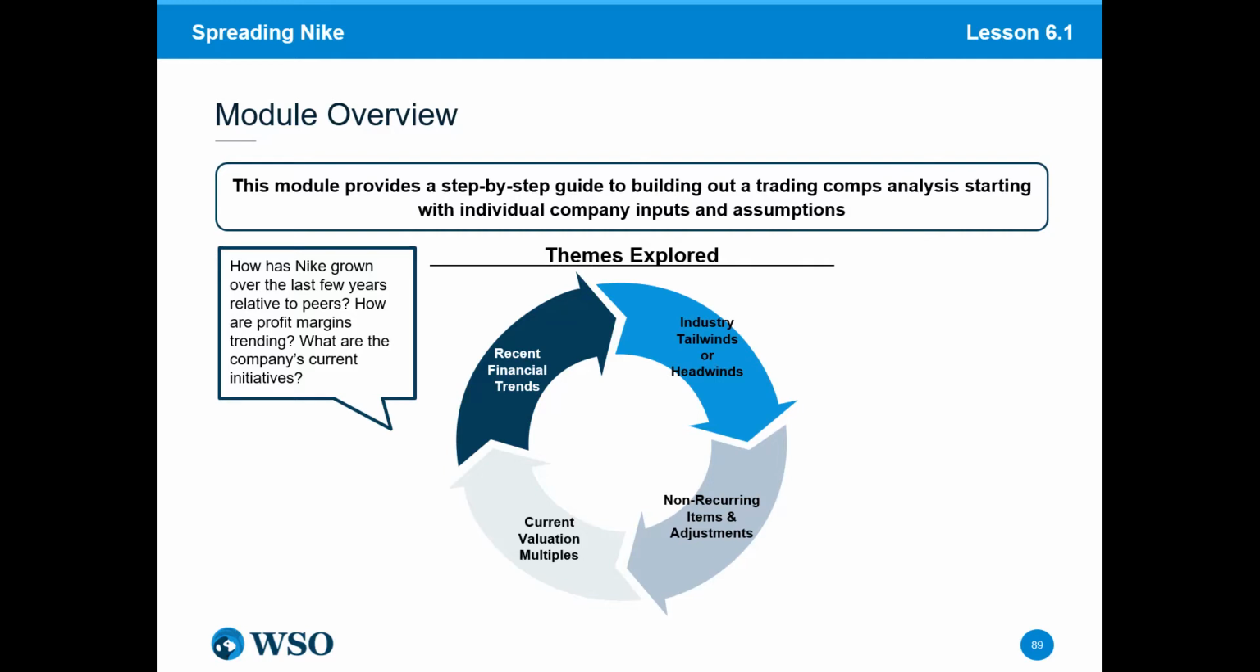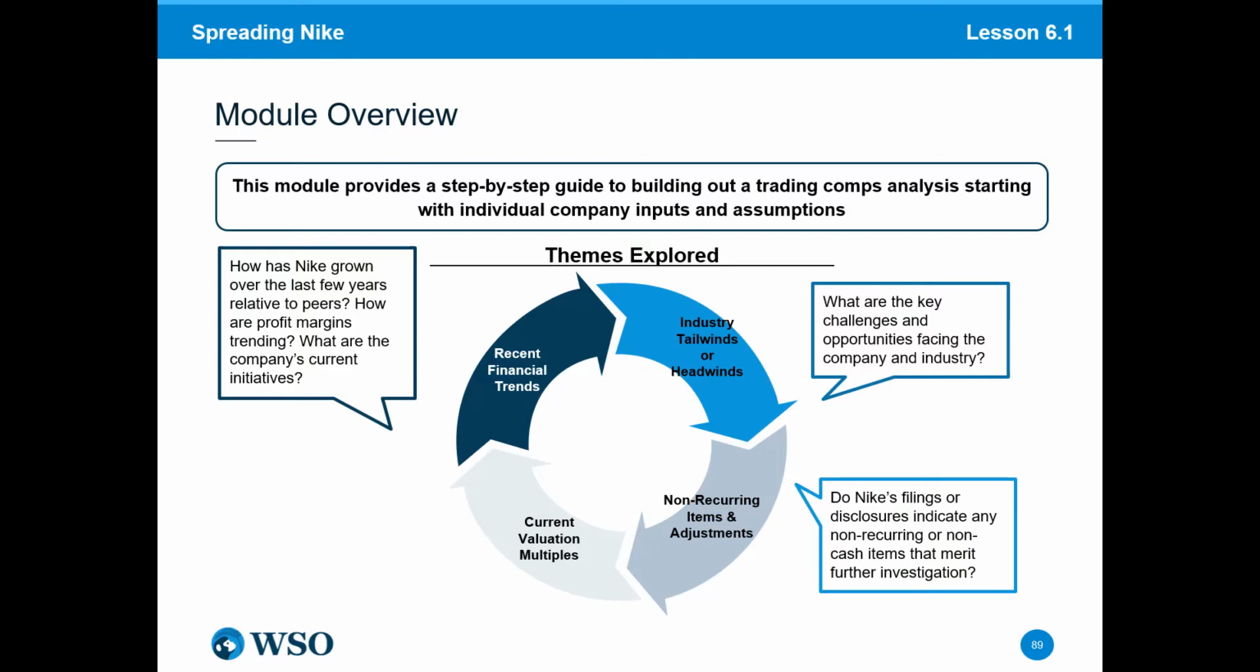We're also going to explore industry tailwinds or headwinds. The key question here is something like, what are the key challenges and opportunities facing the company and then the broader industry? Furthermore, we're going to analyze non-recurring items and adjustments. The question here is, do Nike's filings or disclosures indicate any non-recurring or non-cash items that merit further investigation? This will be in the non-GAAP adjustment section, which you will see in short order.